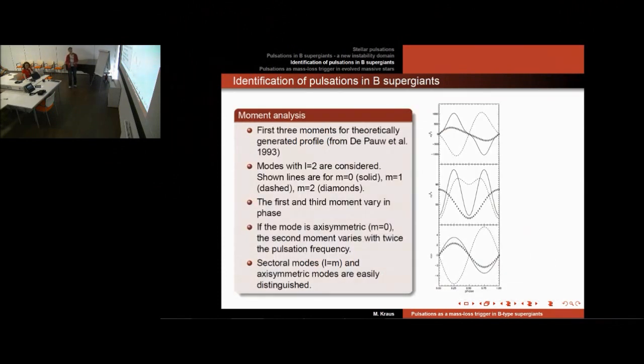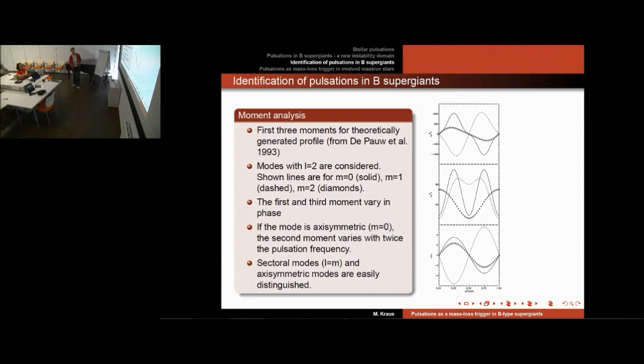Here is shown an example of the three moments, the first, second, and third. These are theoretical calculations for a mode with L equals 2, and shown here are the different line styles. Let's start with the first moment. The solid line is for M equals 0.